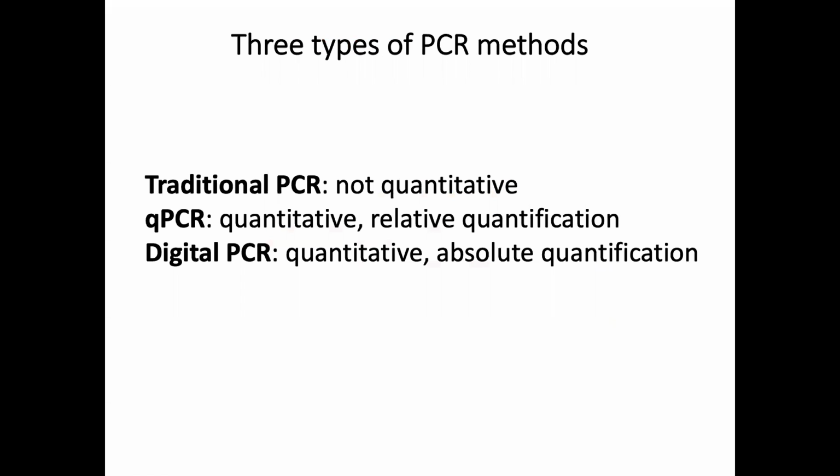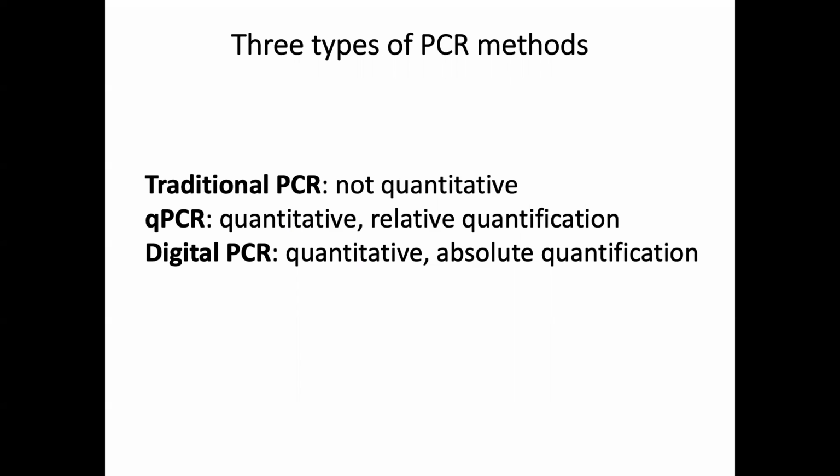After the invention of PCR technology, scientists have renovated the PCR and made it more quantitative and more accurate. Currently, there are 3 major PCR methods used in research labs. There is traditional PCR, which we just talked about. This method is almost only used for amplification of DNA segments.